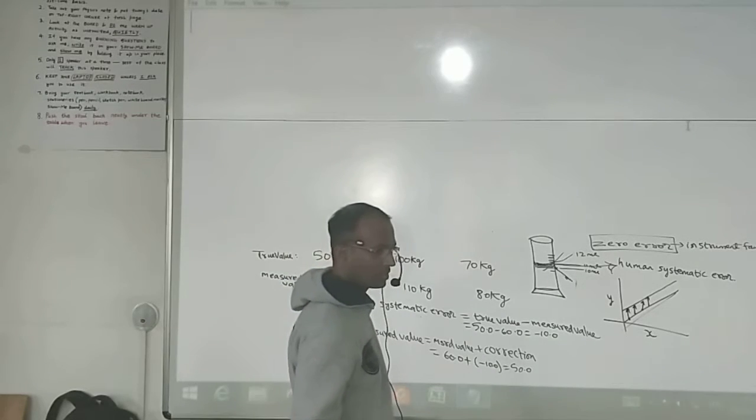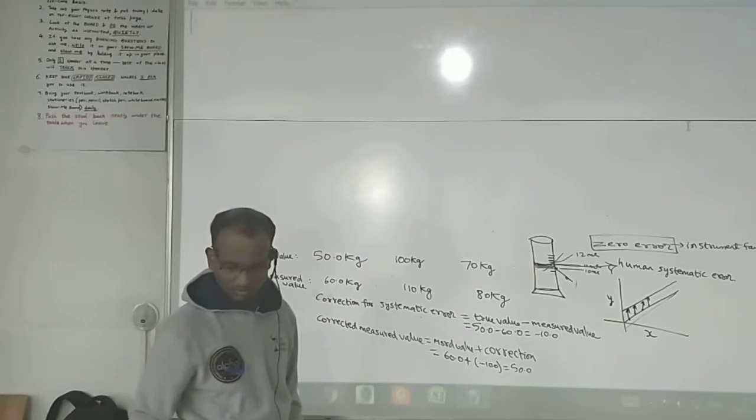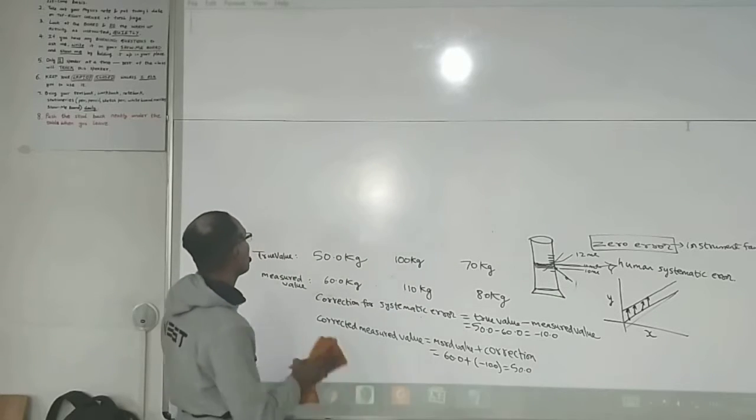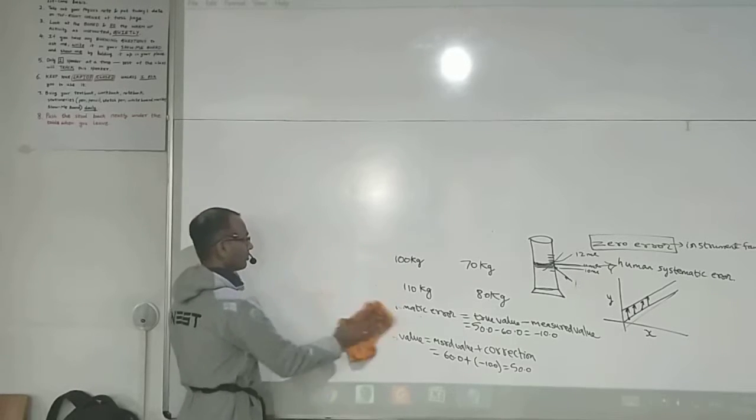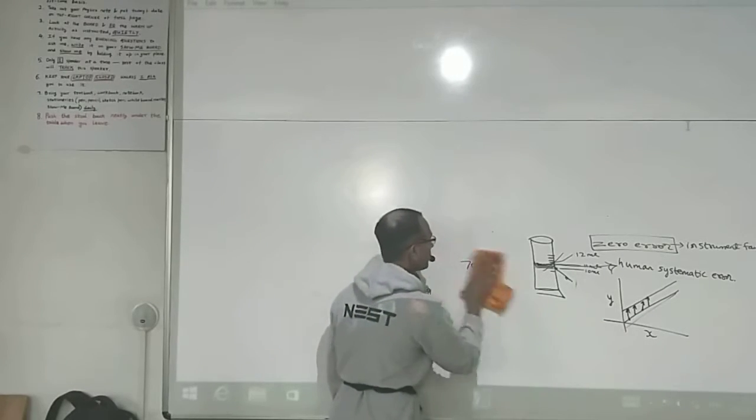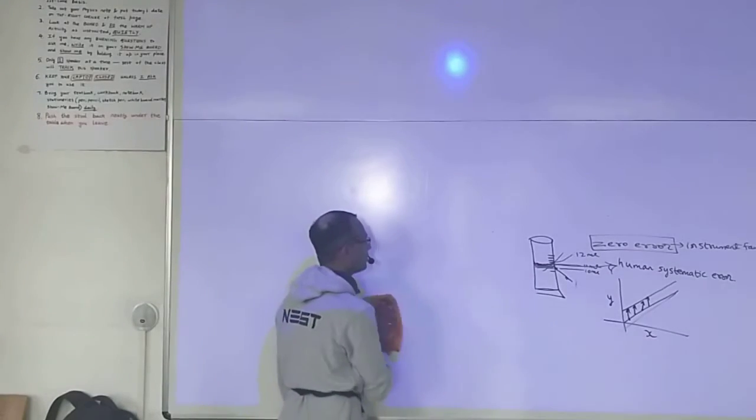So systematic error is done, random error is done, types of error is done. Okay, next is error propagation. Can you erase this? So once we finish error propagation, you are done with this chapter.